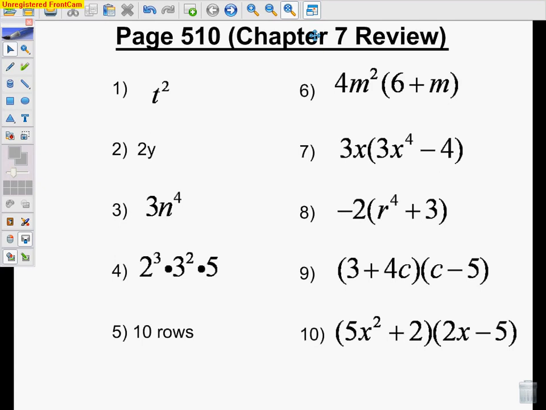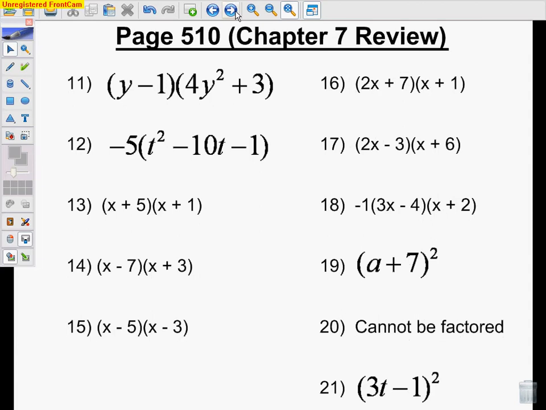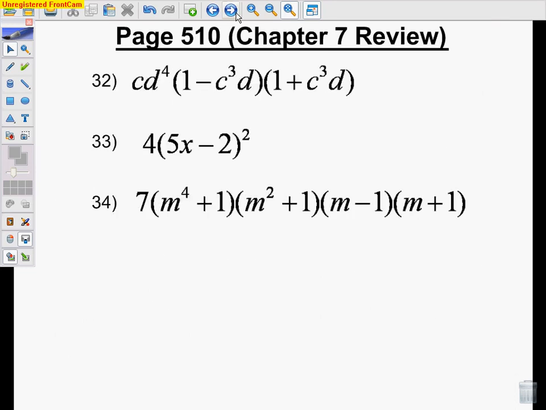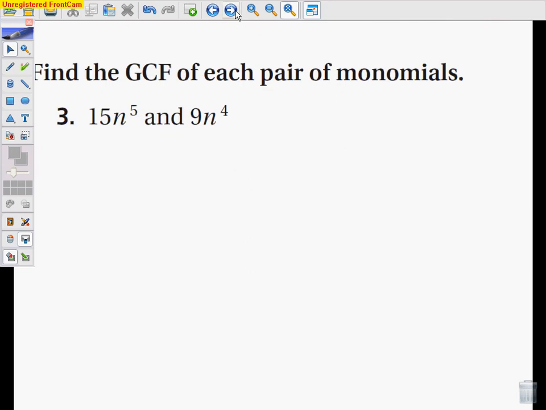So here are the answers for problems 1 through 10. Here are the answers for problems 11 through 21. And remember, you could pause it at any time. Here's 22 through 31 and 32 through 34. Now, what I've done is I've picked out a couple of problems that I think are representative of each section, and that will help you prepare for the retake quiz that'll be coming up.